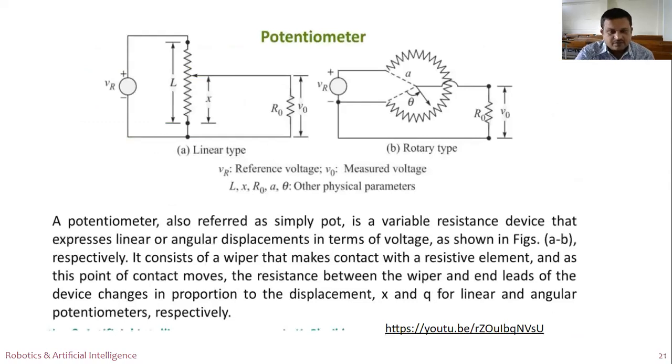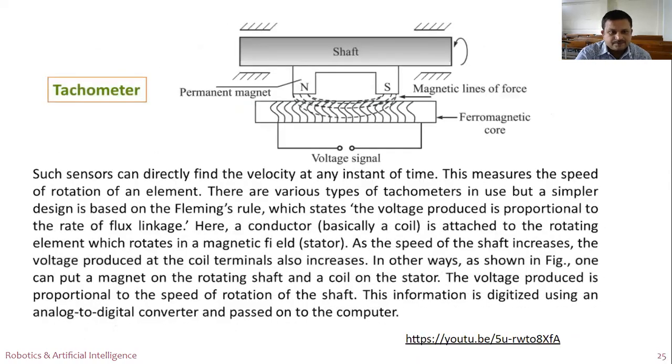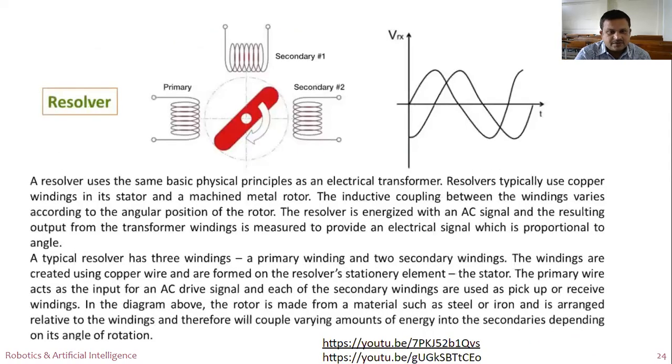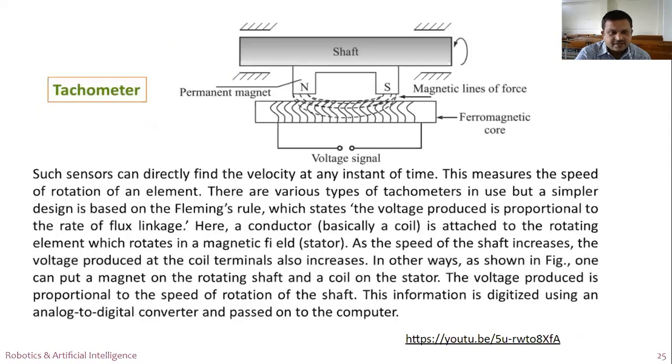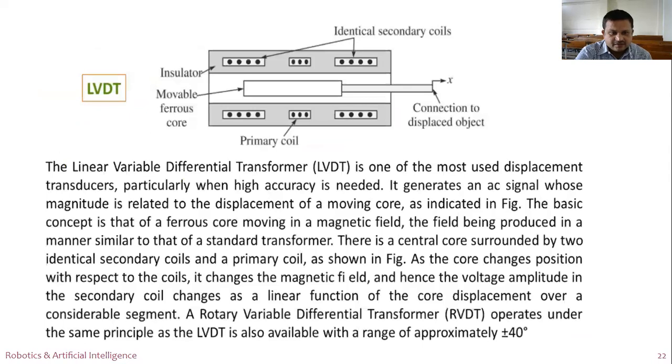Now we will study only this one sensor, LVDT, that is the linear variable differential transformer. It is one of the most used displacement transducers, particularly when high accuracy is needed.